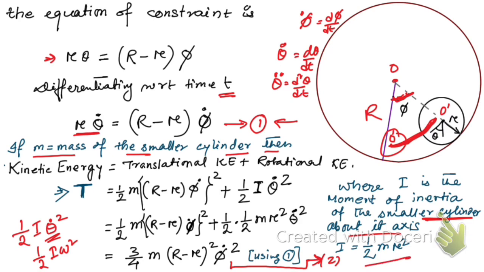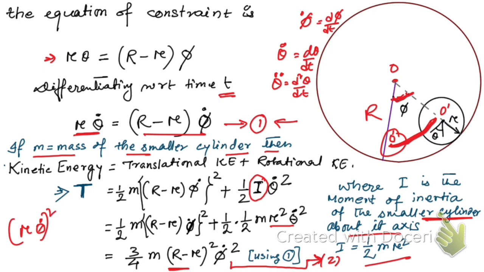That is given by half mr square. Okay, so that is what we have done here. This I is replaced by this half mr square. So there is already one more half here, so half into half we have got. Okay, and if we simplify this, then we're gonna get this. So here r square into theta dot square, what does it give? R into theta dot is equal to this one.